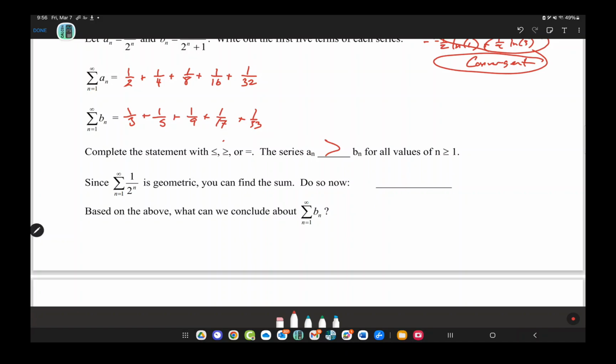Since this is geometric, you can have a sum, so what is the sum? The first value is 1/2, right? 1/2 divided by 1 minus the ratio, 1 minus 1/2. It's just 1. Yeah, 1.